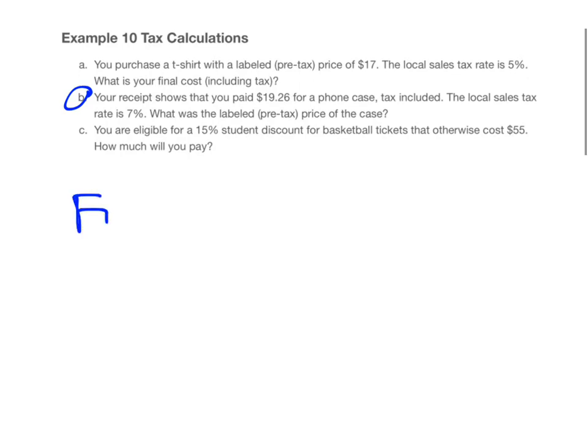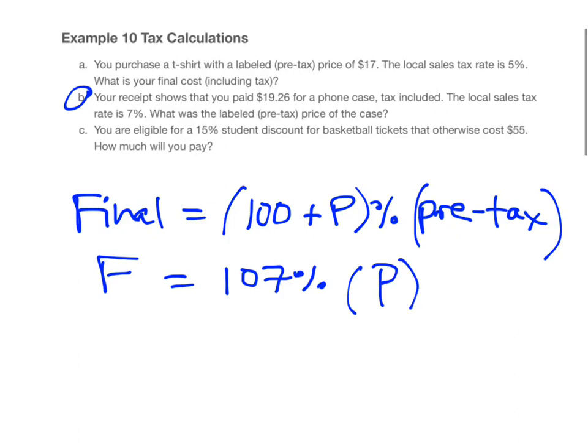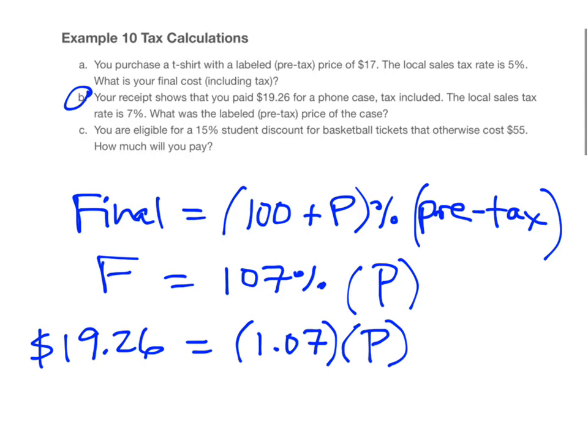let's start with final. Okay, the final price is equal to 100 plus P% of the pre-tax price. Right, and then the P here is 7%, because the final price is 7% more than the pre-tax price. Right, so final is 107% of pre-tax price. All right, so in this case, we know the final price, $19.26, and it's the pre-tax price that we don't know. All right, now I'm going to convert 107% to a decimal, so I'm going to write 1.07, right? And then I'm using P here for the pre-tax price.